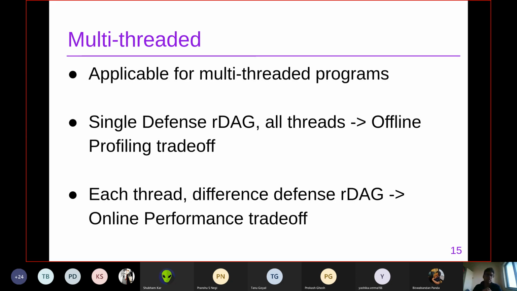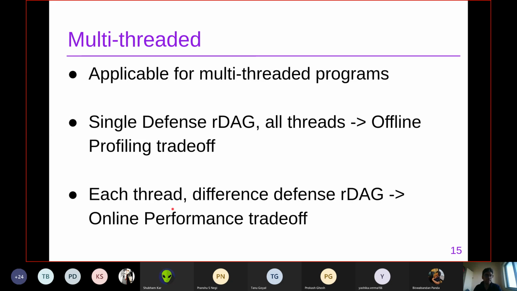We can provide a single defense RDAG to all threads, which will increase the offline profiling trade-off. We will have to profile all the threads, and then according to all the threads, we provide a single defense RDAG. However, it performs well in terms of online performance, when the program actually runs. So we will have a lesser number of fake requests.